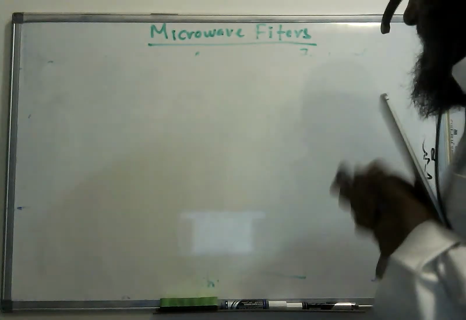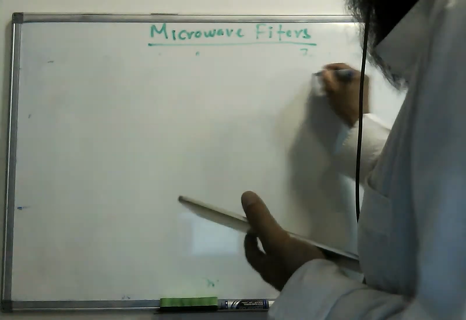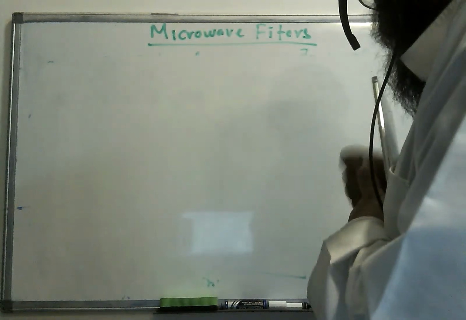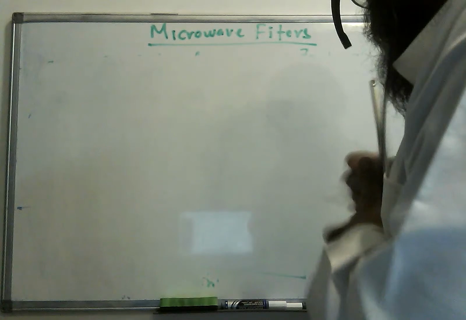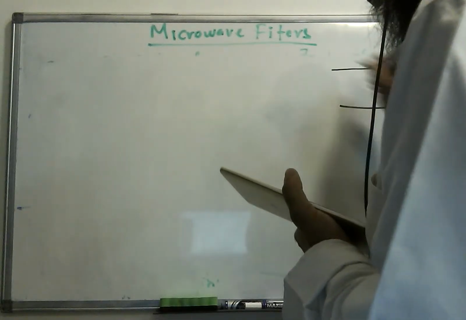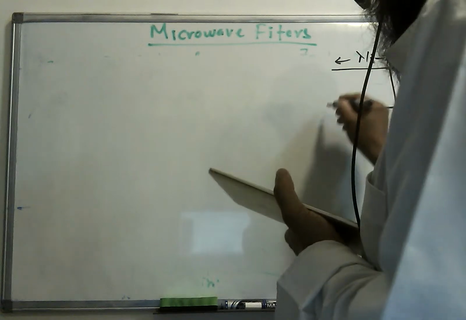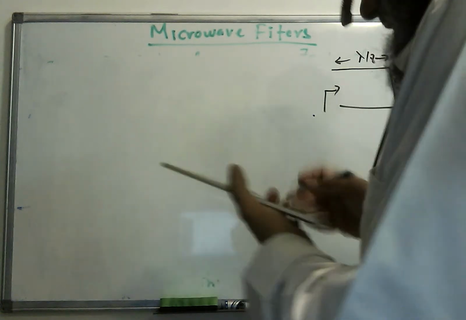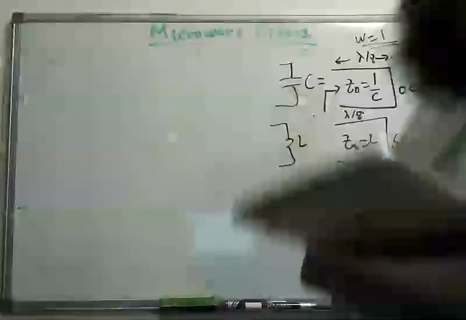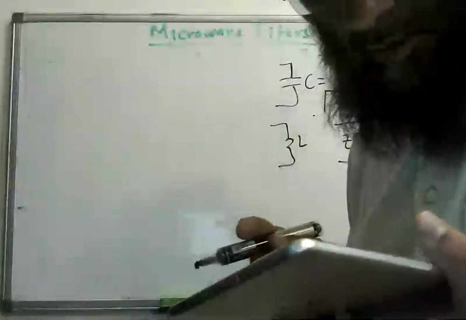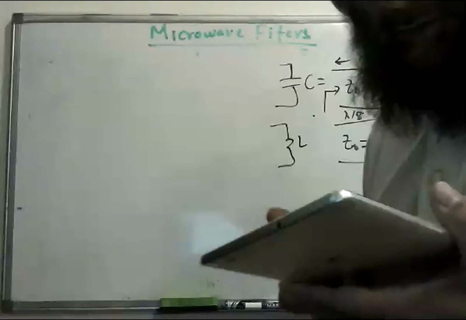So I can just write the summary here. If I have an open circuit transmission line of length lambda by 8, then filter, and this is one of the questions from your previous class assignment. If you want to see the detail, you can look at there if you want inductance and capacitance.